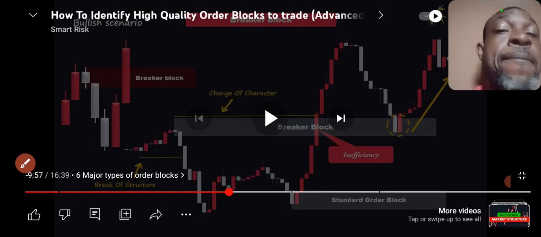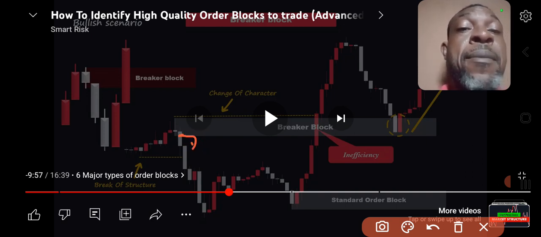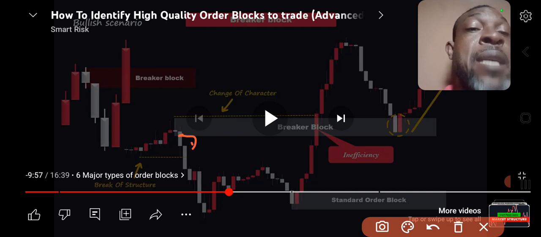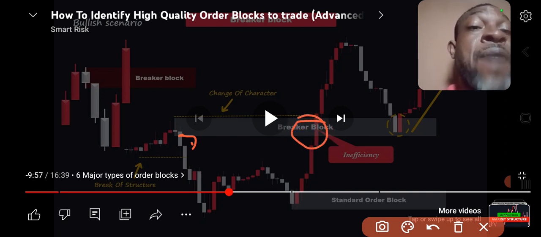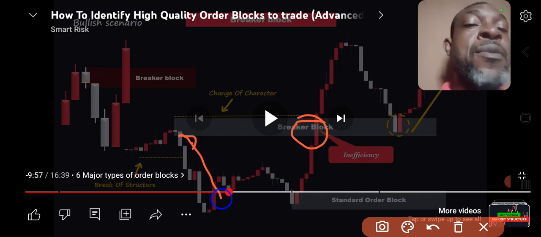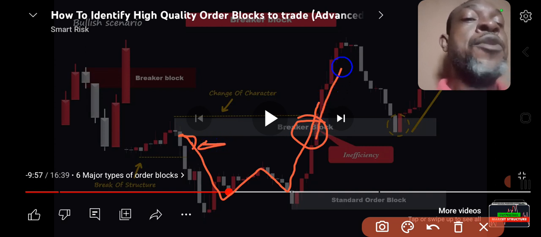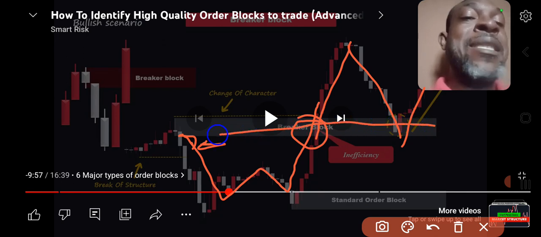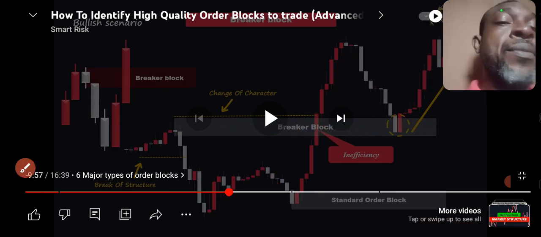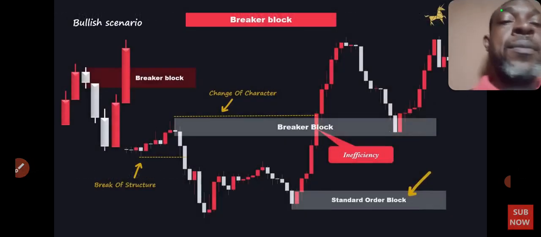Also, now, you can see inefficiency right over here in this zone, and you can see inefficiency right over here in this zone, right? Market came down, did a zigzag, covered the inefficiency created here, moved up, then pulled back down before it continued again in that same zone. Price ignored this standard order block, which was located at the extreme.